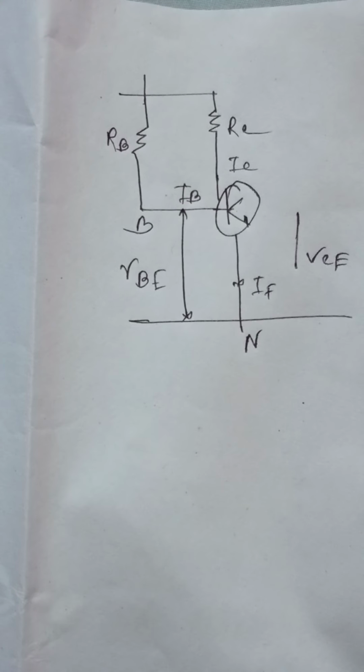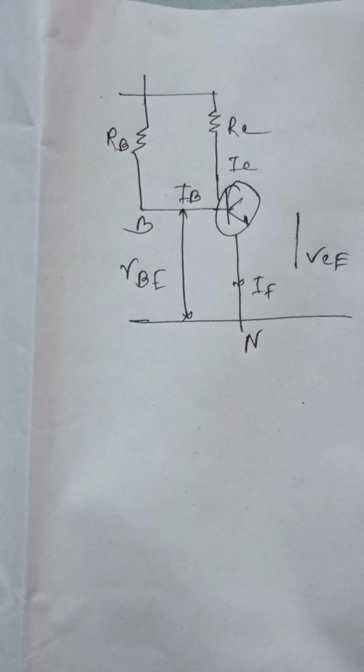Stability factor. It's desirable and necessary to keep IC constant in the face of variations of ICO current. The extent to which a biasing circuit is successful in achieving this goal is measured by the stability factor.